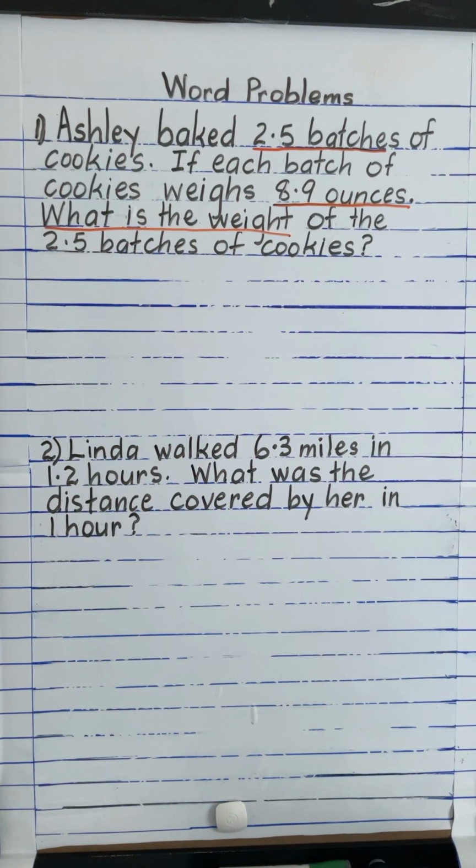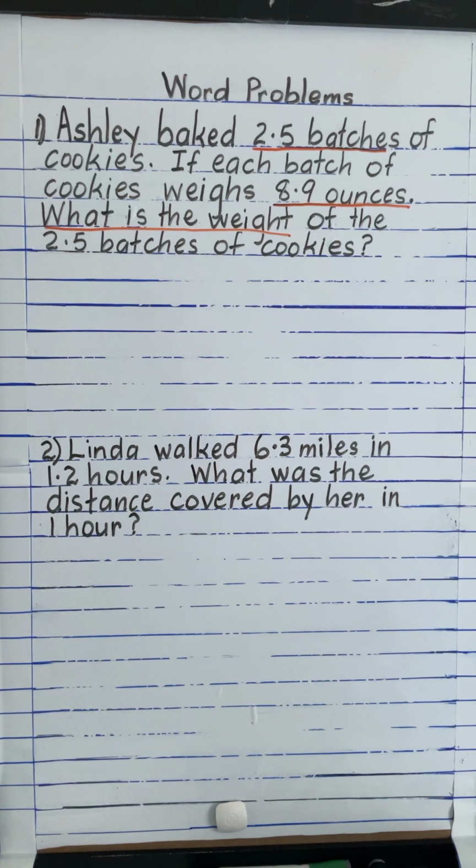Welcome to Multiplication and Division of Decimals Word Problems, 5th grade Maths Standards of Learning. Today I have two examples that I'm going to go through with you very quickly. The first one: Ashley baked 2.5 batches of cookies. If each batch of cookie weighs 8.9 ounces, what is the weight of the 2.5 batches of cookies?